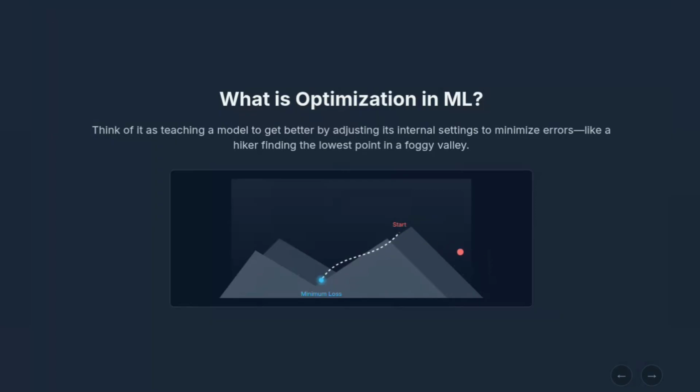Imagine you're hiking down a mountain in thick fog. You can only see your immediate surroundings and need to find the lowest point, the valley. That's essentially what our machine learning models do when they're trying to minimize the loss function. Optimization in ML is the process of finding the best parameters for our model that minimize the error or loss. Think of it as teaching our model to make better predictions by adjusting its internal weights and biases.